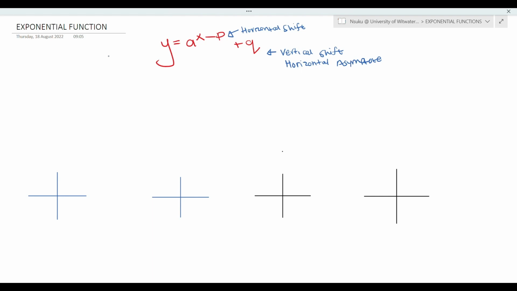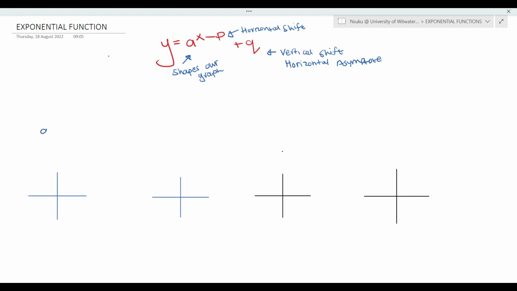So the biggest value that I want us to focus on is obviously a. a is what shapes our graph. So let's see how it shapes our graph. I have four graphs here, and I'm going to tell you the impact of a by explaining what it does in different cases.